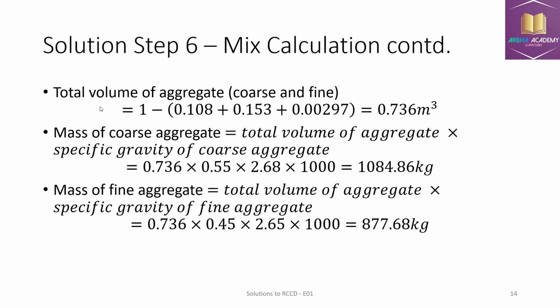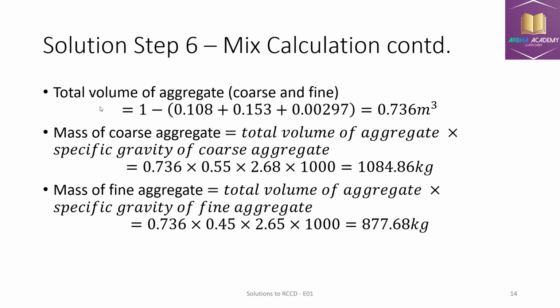So, the next step is to calculate the total volume of aggregate. The total volume of aggregate will be 1 minus the volume of cement, volume of admixture, and volume of water. That gives you the overall volume of aggregates. In those aggregates, 55% is occupied by coarse aggregate and 45% is occupied by fine aggregate.